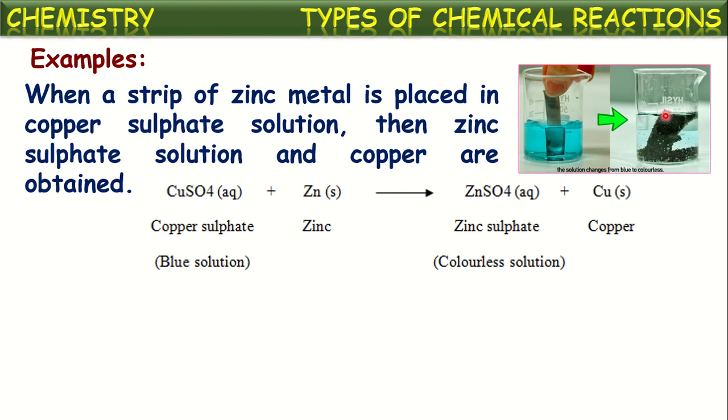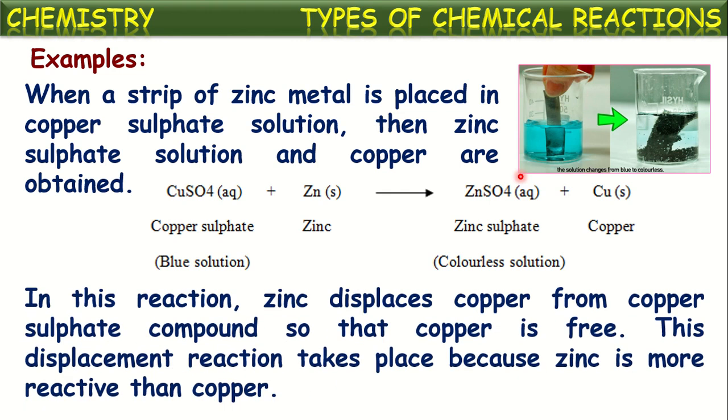Okay, this kind of reaction in which a more reactive element displaces a less reactive element from its compound to form a new substance is called displacement reaction. Okay, in this reaction, zinc displaces copper from copper sulfate so that copper is set free. So here copper will be deposited down. This displacement reaction takes place because zinc is more reactive than copper.